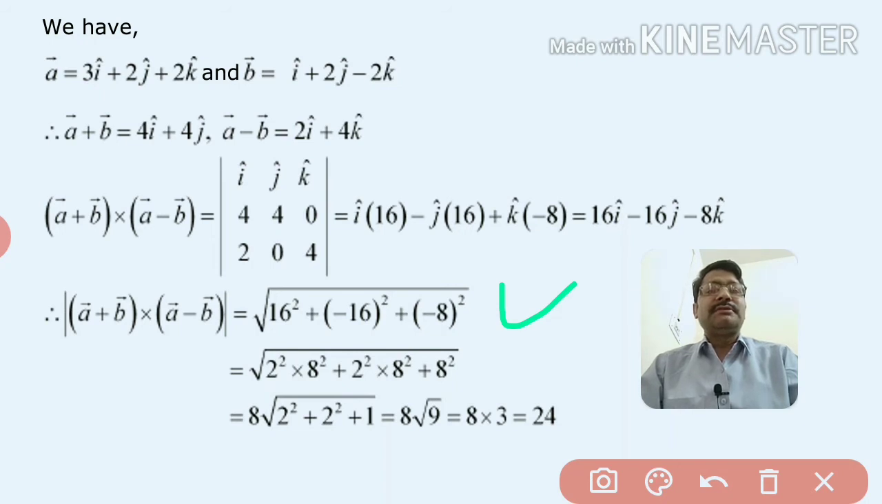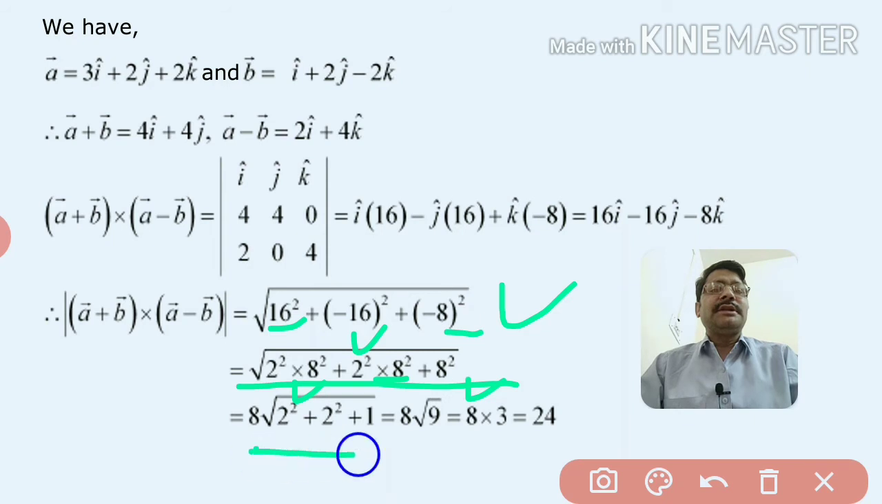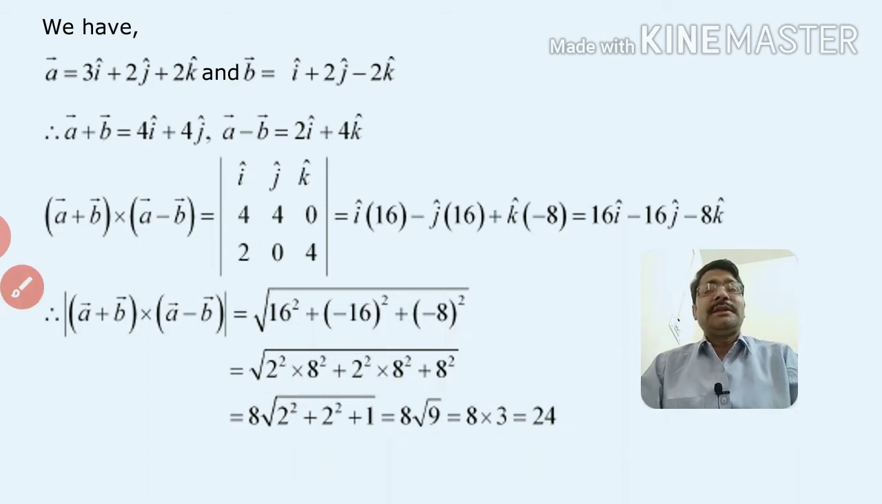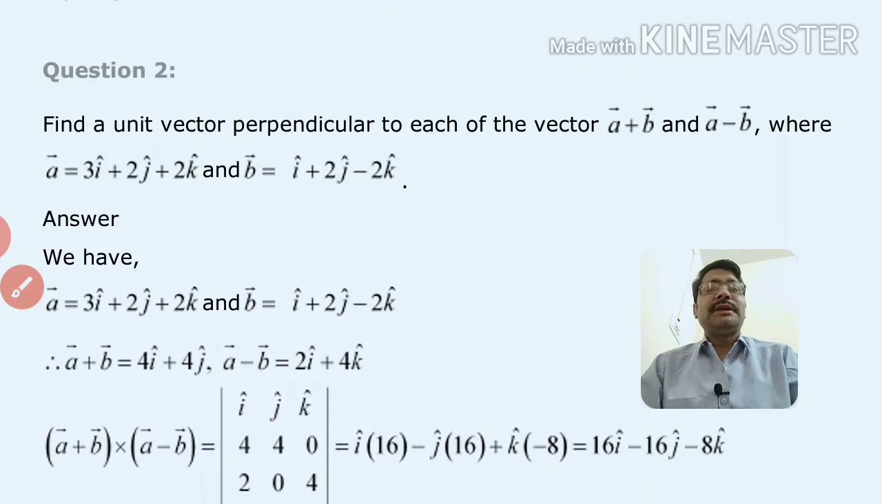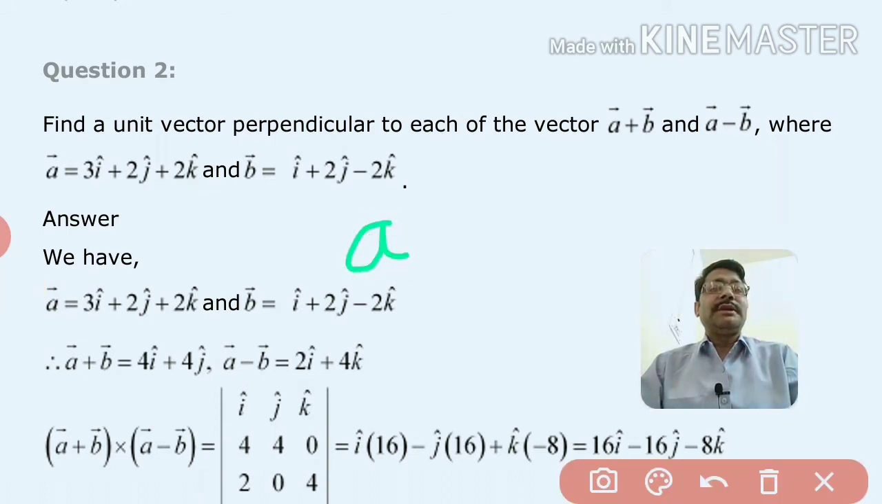Then you find the modulus of this, you will get root of 16 square plus minus 16 square plus minus 8 square. Then you can write 16 square as 2 into 8, 2 square into 8 square. The second 16 square also you write as 2 square into 8 square, and minus 8 square will be 8 square. Then 8 square you take outside, that you get 8 root of 2 square plus 2 square plus 1 square, that you solve as 8 into root 9, and you get the answer 24.